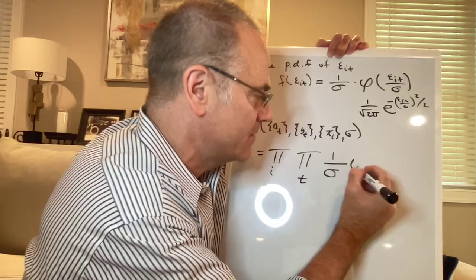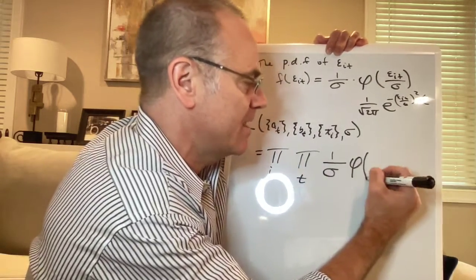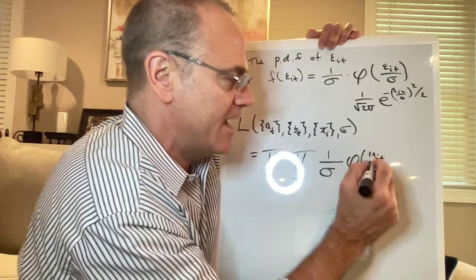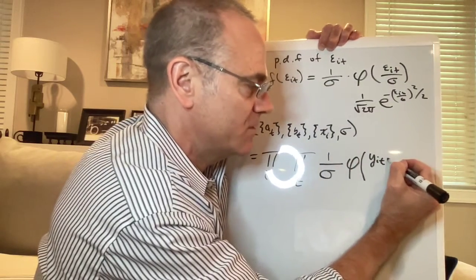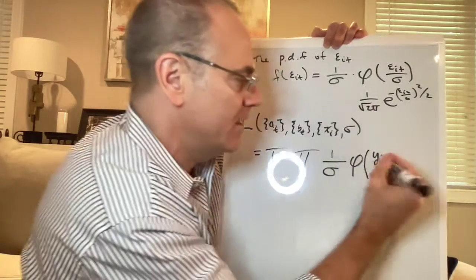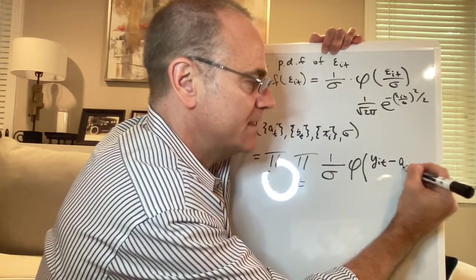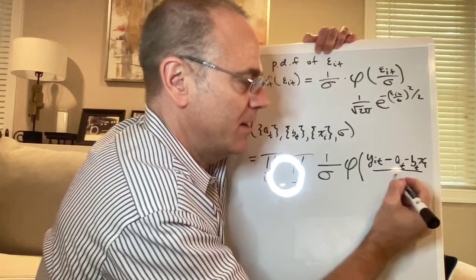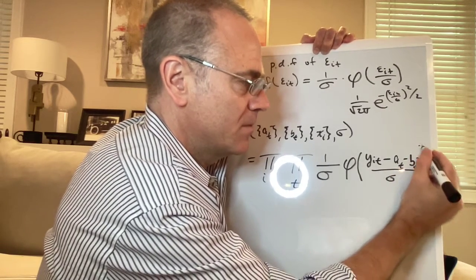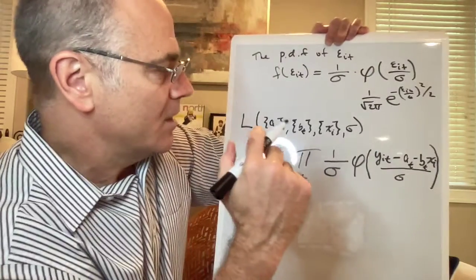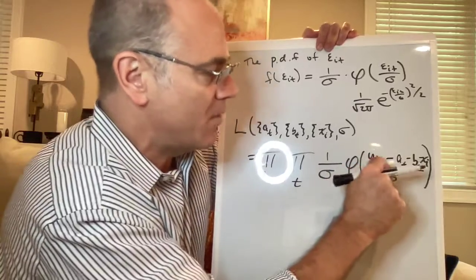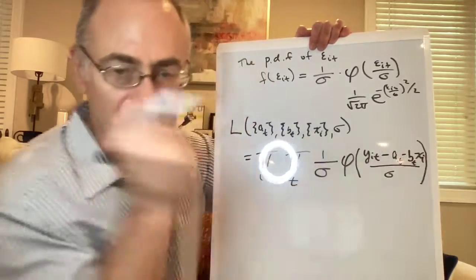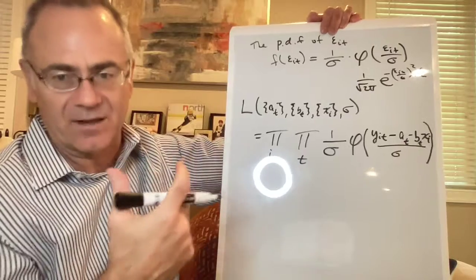More specifically, it's going to look like this: 1 over sigma times phi of the data we observe, our dependent variable YIT, that person I in year T got a YIT score, minus AT, that's our parameter, minus BT XI, all divided by sigma. So we're essentially saying the probability that the error term equals exactly YIT minus AT minus BT times XI. That's how we're constructing the likelihood function.